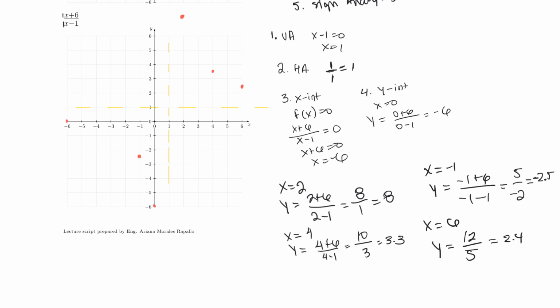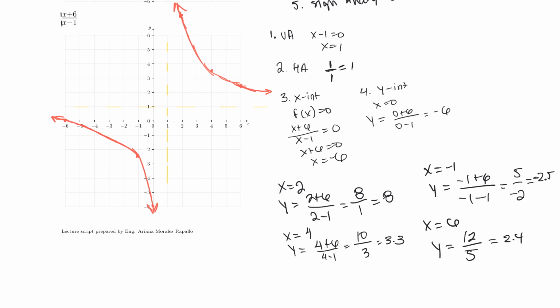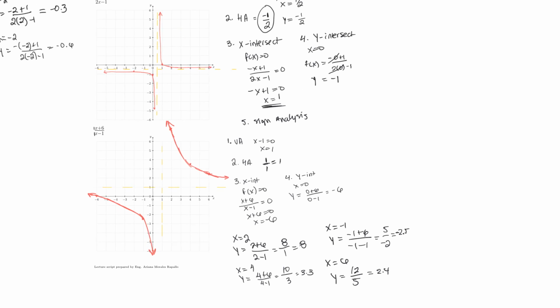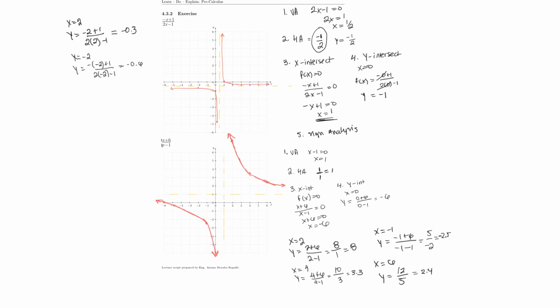And with all these points, we can already graph our function. It will look something like this. Okay, so this is how we graph our rational functions, just by following the steps and start evaluating points in both sides of the asymptotes.